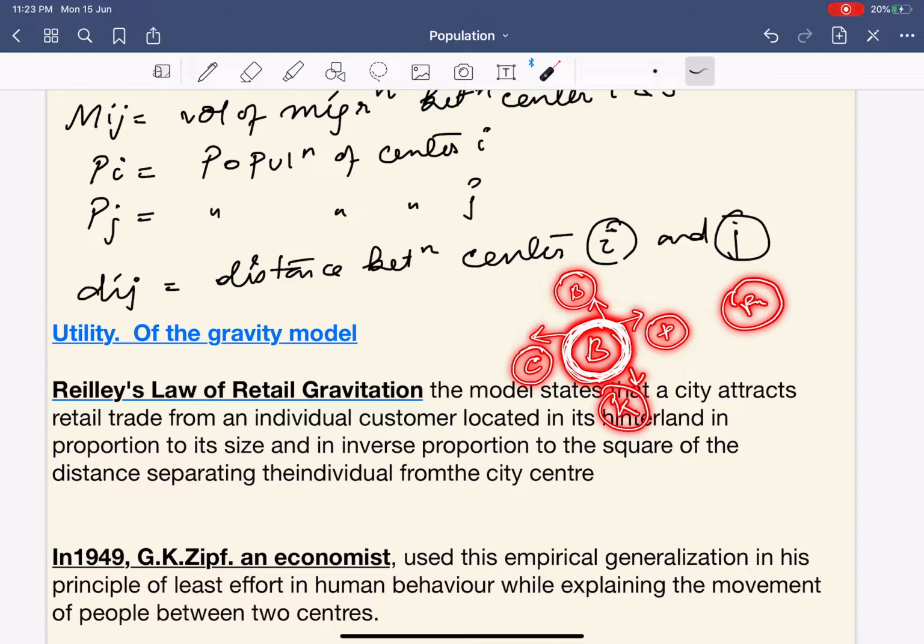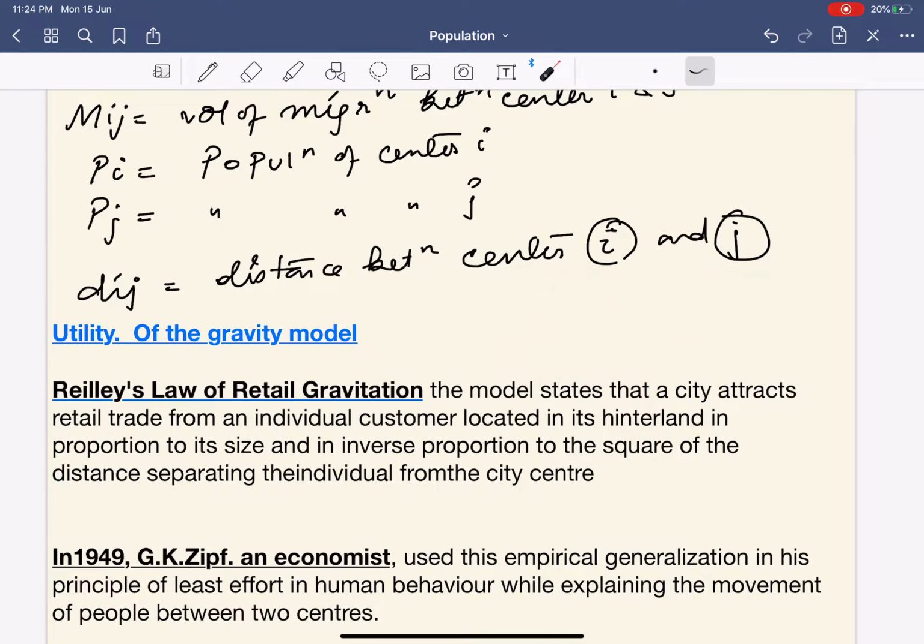The Puri town is quite a distance from Pipili. So Pipili will attract more service from Bhubaneswar when compared to Puri town, because Puri town is located at a far distance. So basically this is Rayleigh's law of retail gravitation. What is retail? It is the retail trade we are talking about.